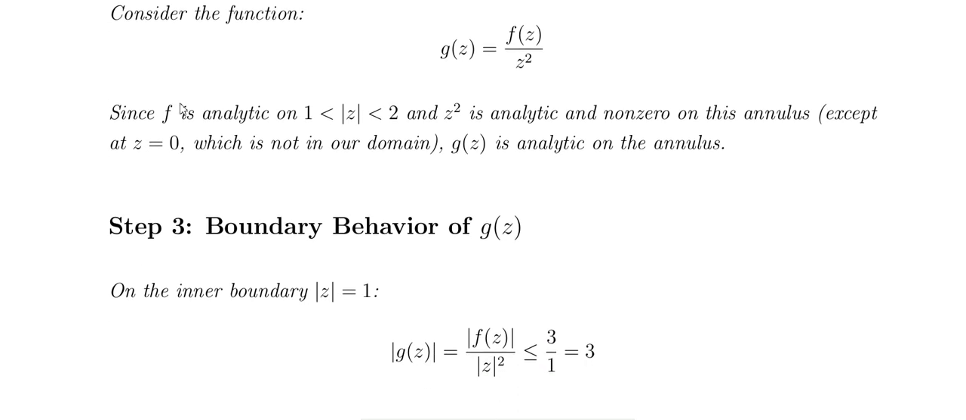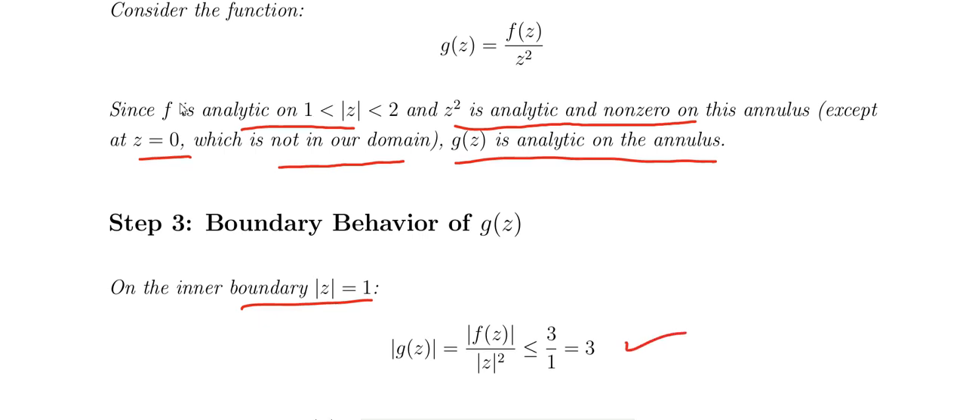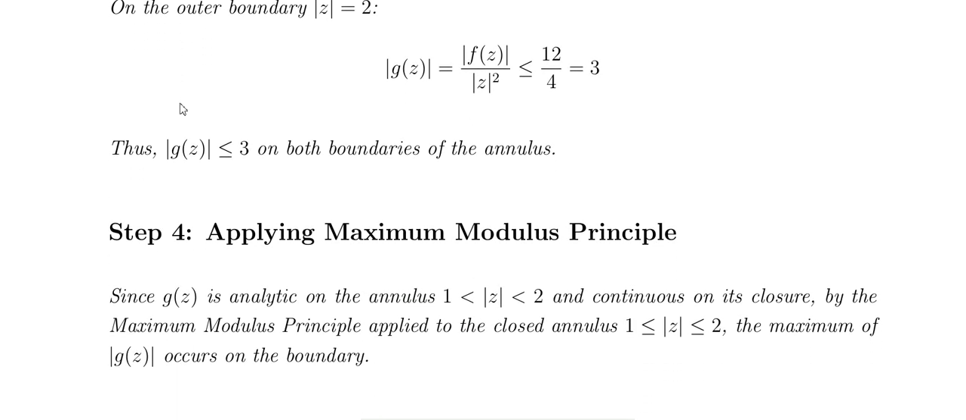So when you consider the function g of z equal to f of z by z square, so this f is analytic, and z square is analytic and non-zero on the annulus region except z equal to 0, which is not in our domain because of annulus region தான். அதனால g of z is analytic in the annulus region. So on the boundary mod z equal to 1, that is less than or equal to 3. And mod z equal to 2, this is less than or equal to 12. Okay, that is mod of g of z less than or equal to 3. So mod of g of z is always less than or equal to 3 on both boundaries of the annulus.